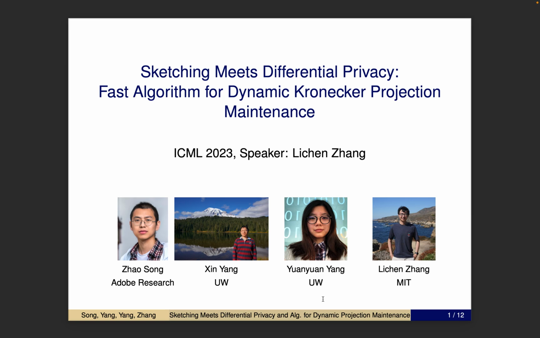Okay, so this talk is about sketching meets differential privacy, fast algorithm for dynamic Kronecker projection maintenance. This is joint work with Zhao from Adobe Research, Yang from University of Washington, Yuanyuan from University of Washington, and myself from MIT.